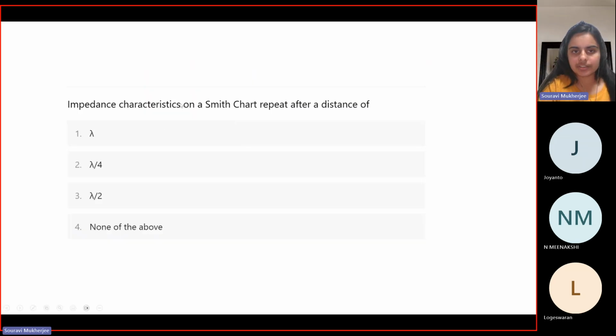Now, impedance characteristics on a Smith chart repeat after a distance of? This is a straightforward question we just discussed. We saw that lambda by 2 corresponds to a 2 pi phase, so the impedance would come back to the same point. We would get the same point if we travel a distance of lambda by 2. So the answer should be lambda by 2.